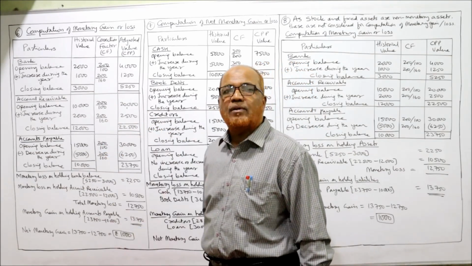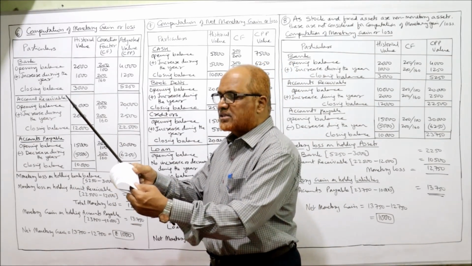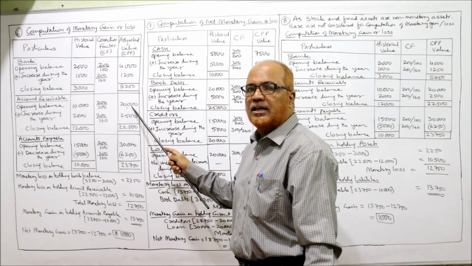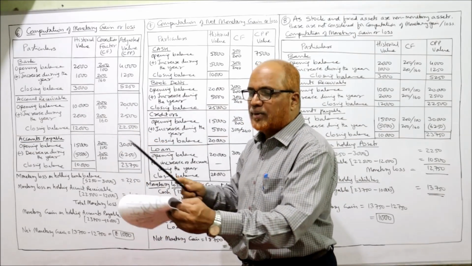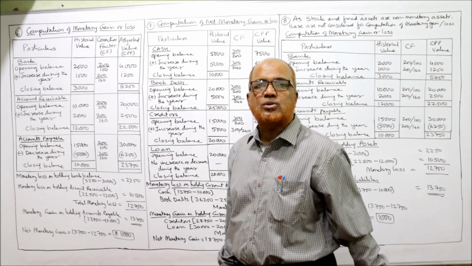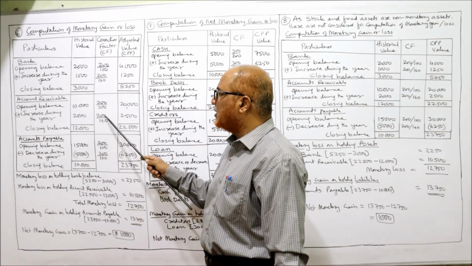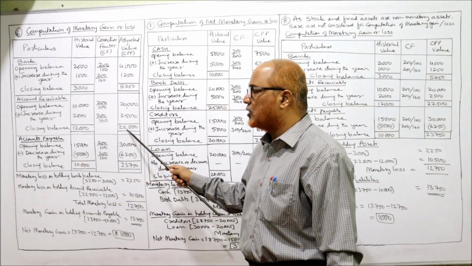Now account receivable is another asset. The opening balance of account receivable is given, 10,000. So 10,000 into 200 by 100, 20,000. Opening balance, that's why 200 by 100. Now during the year how much increased? 10,000 to 12,000. So 2,000 rupees increased during the year. 2,000 into 200 by 160, 2,500. So closing balance 12,000, 22,500.